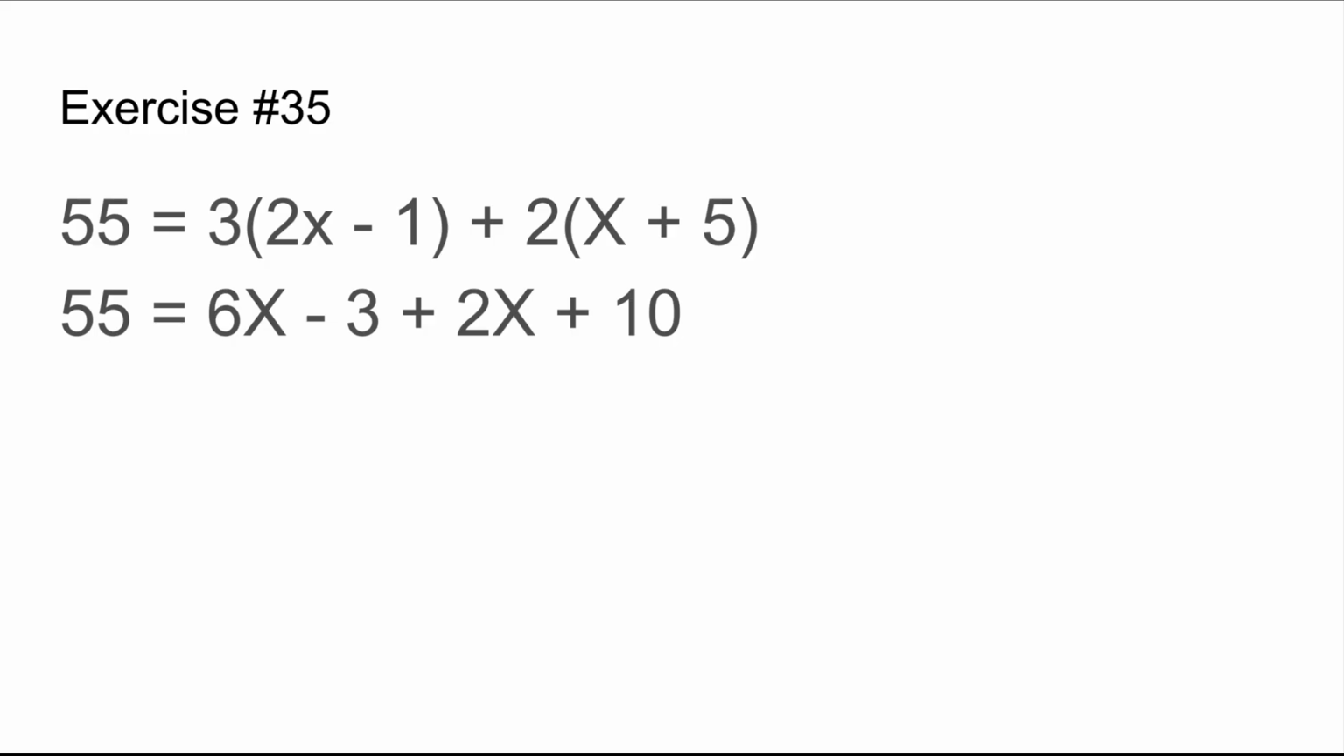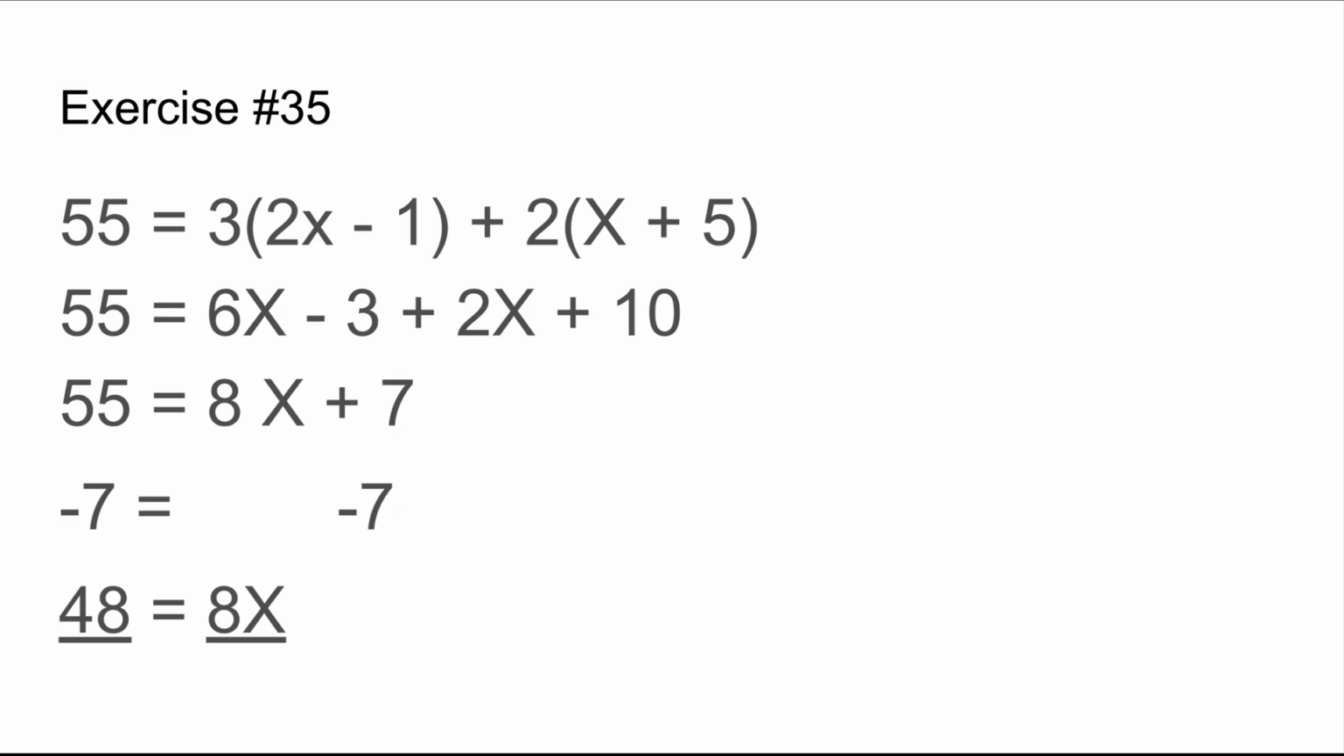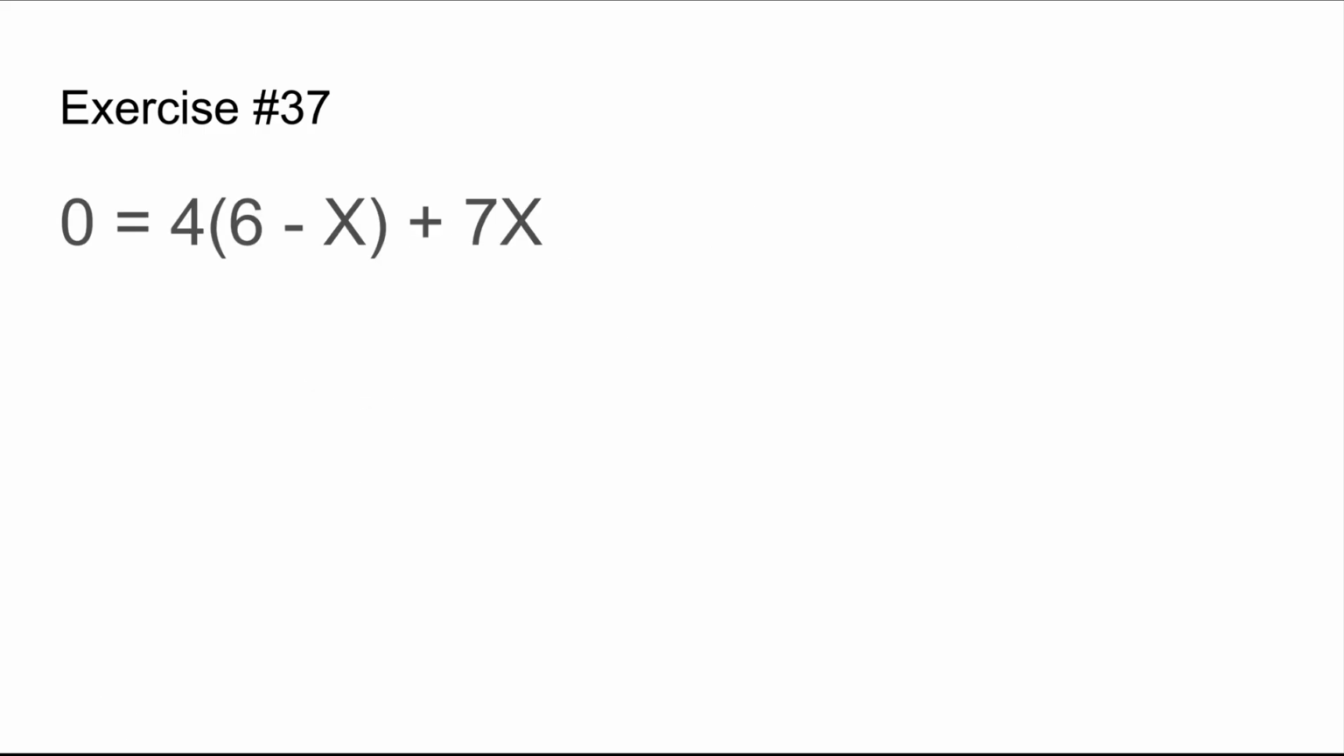Combine our like terms. We have 6x and 2x, 8x. Negative 3 and 10, which is 7. Subtract 7. 48 equals 8x. Divide by 8. X equals 6. 37.